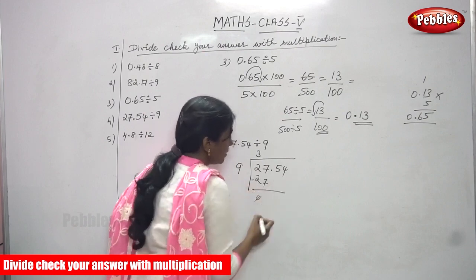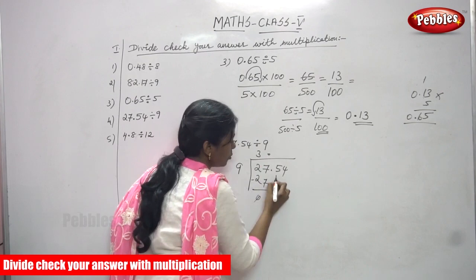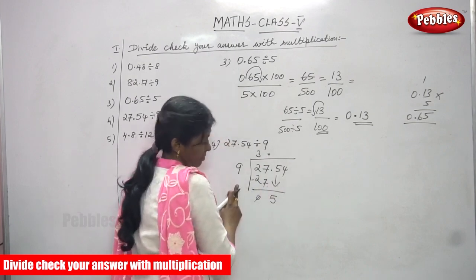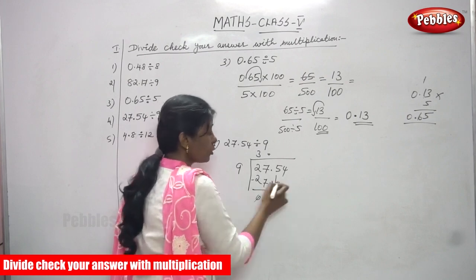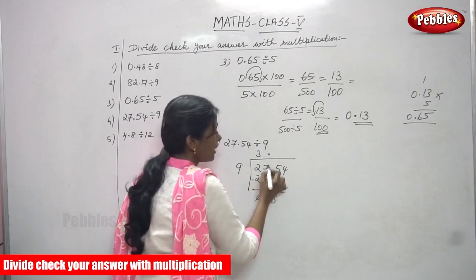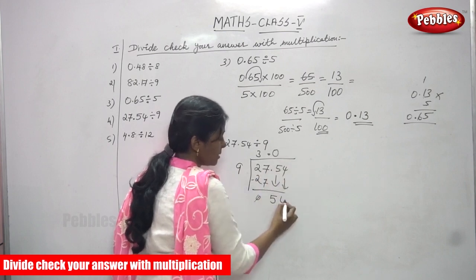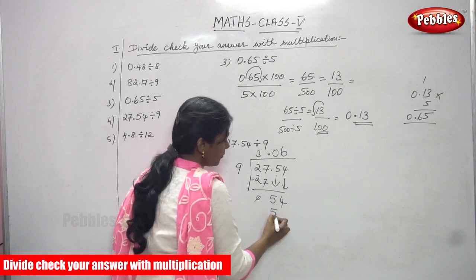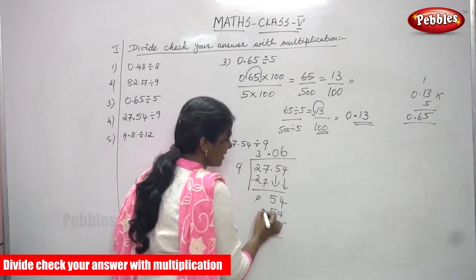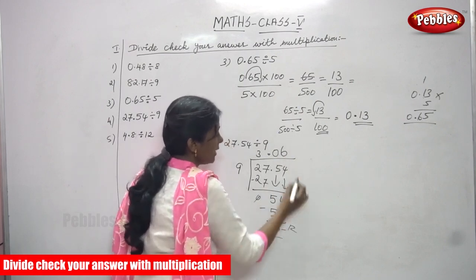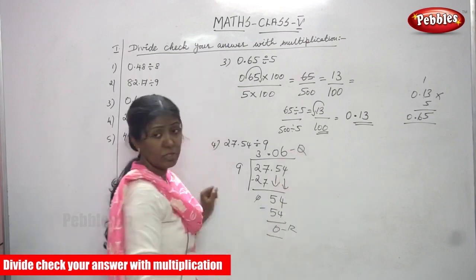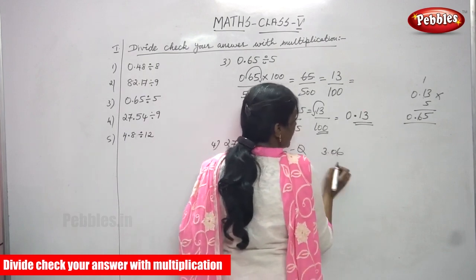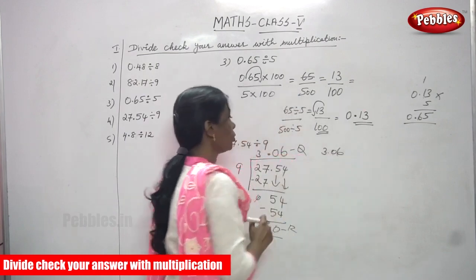Then you must put a point, and after that you must bring down 5. So 5 is less than 9. So what you're going to do? You have to bring down 4, but before that you must add 0, then you must bring down this 4. So 9 6s are 54. So 54 minus 54 you can get 0. 0 is the remainder and this is the quotient. This is the long division method. So the answer is 3.06. Anyhow, whether the answer is right or wrong, you have to check.